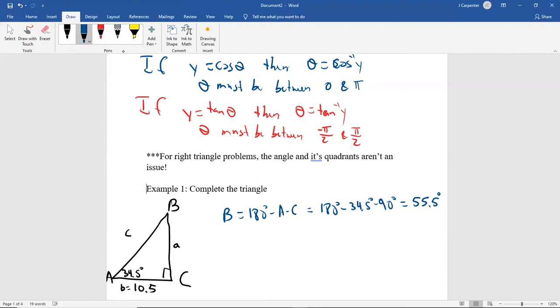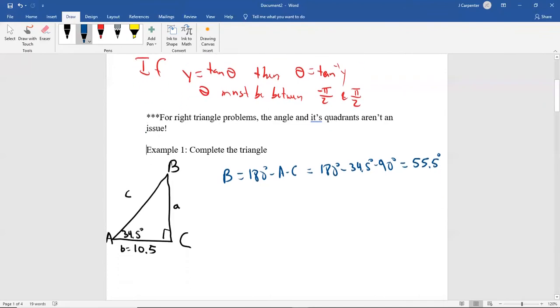When you know two of the angles, the third one just falls in place because we know the sum of the interior angles of a triangle is 180 degrees. If you don't know that, you were just retaught it. And please don't ever forget it again. All right, so we got B, so that one's done.